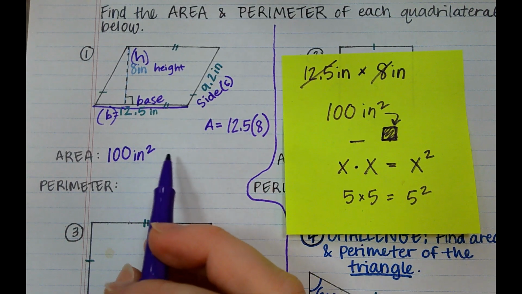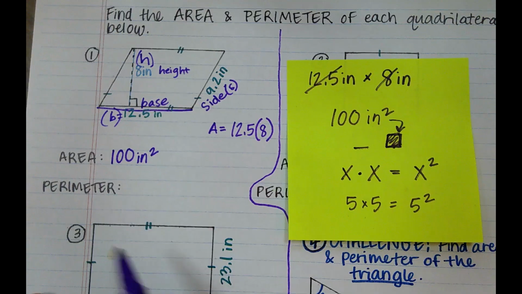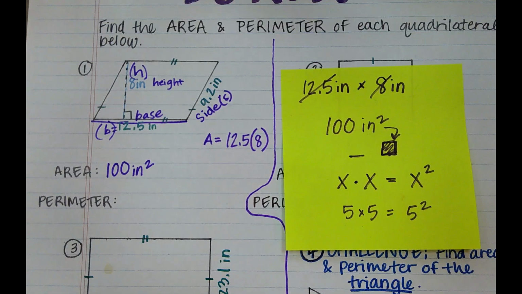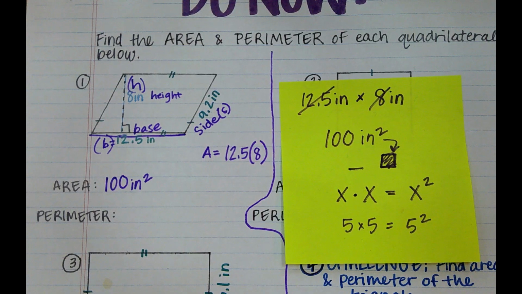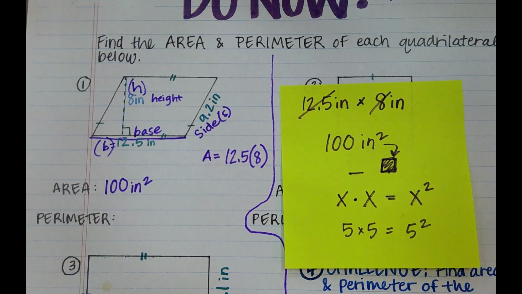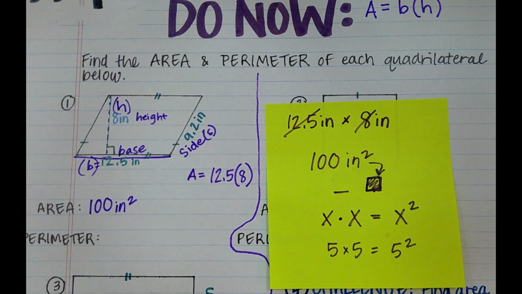Just write down the first area. Good. Let me pause this while I see quite a few people writing that note down. I'm going to give you time to do that. Okay, so we found our area, 100 inches squared. And now we're going to talk about perimeter.